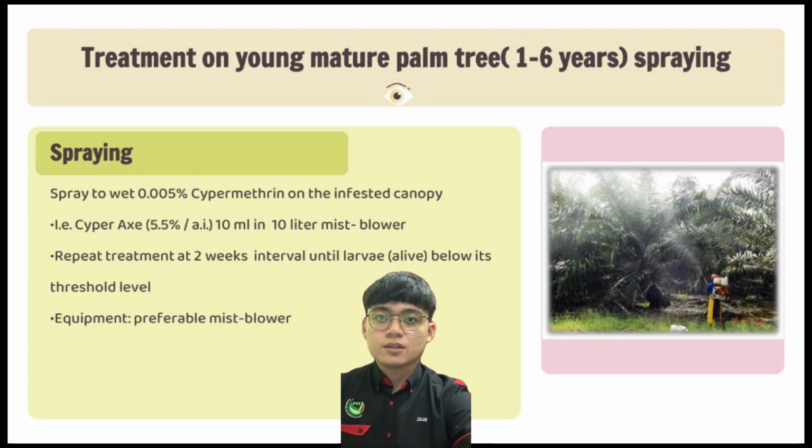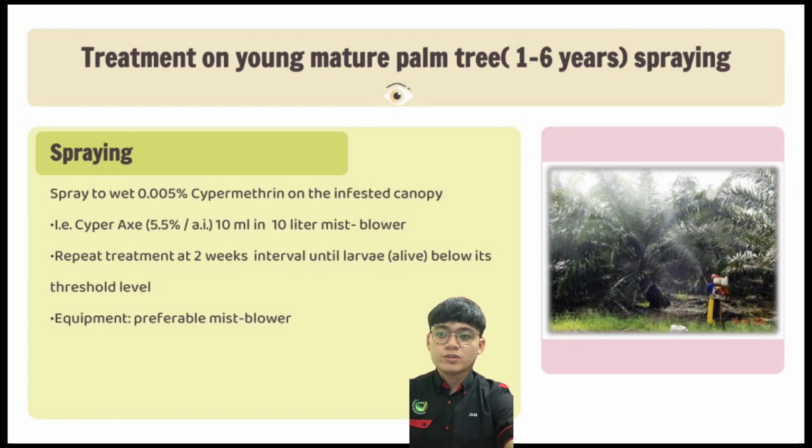So what is meant by 2 weeks interval? 2 weeks interval means it is divided into 2 times in a month, which is every 15 days. We prefer using a mist blower to give enough energy for the pesticide to reach the upper fronds.